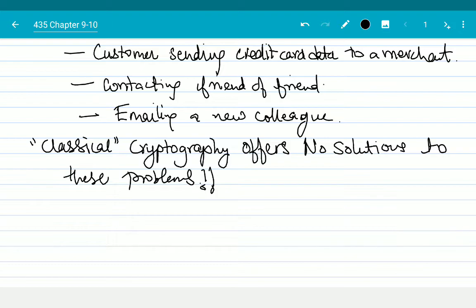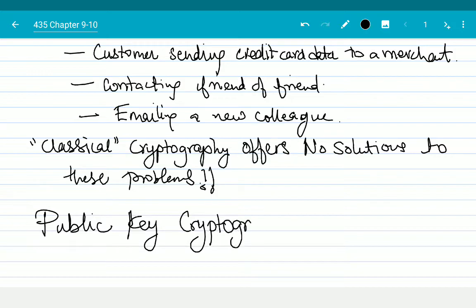In 1976, Whitfield Diffie and Martin Hellman published an invited paper in Transactions on Information Theory, called New Directions in Cryptography. That is the first time they introduced how to do public key cryptography.